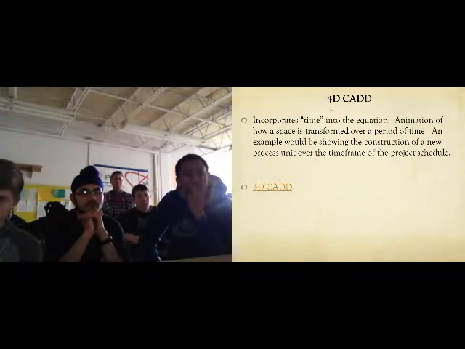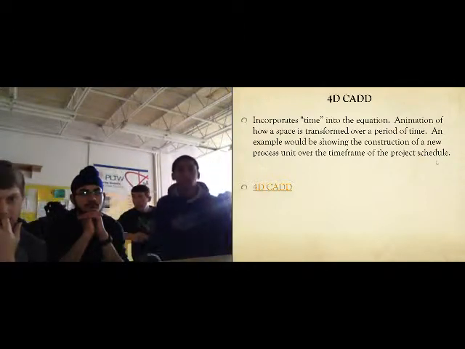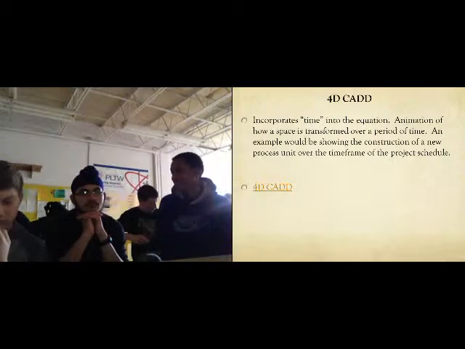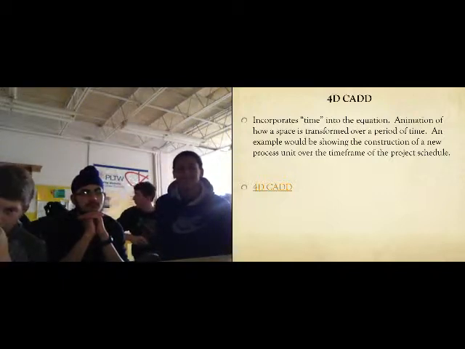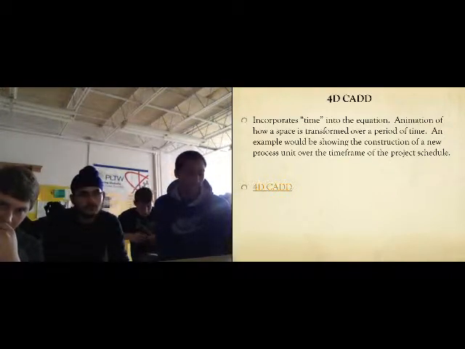I mentioned before something called 4D CAD. 4D, the fourth dimension, if you will, basically incorporates time into the 3D equation. So animation of how a space is transformed over a period of time gives you that fourth dimension. An example would be showing the construction of a new process unit over the time frame of a project schedule. So just think about if you were watching the construction of a new process unit over time, and basically you saw the animation of how it was built. That time, if you will, gives you that fourth dimension.